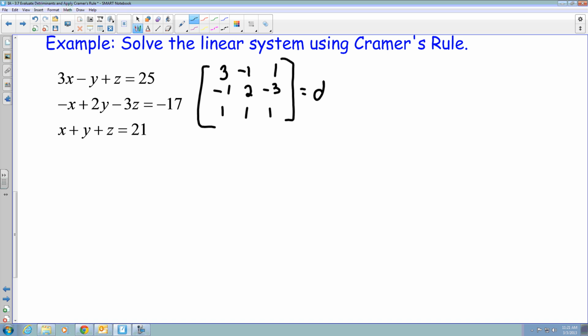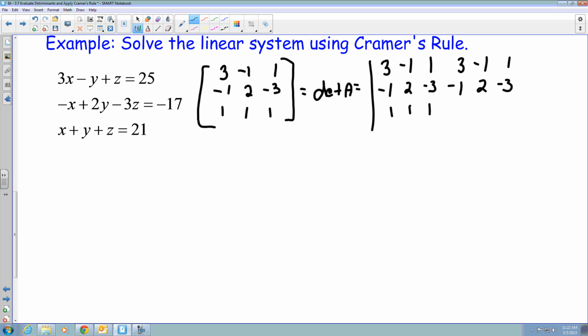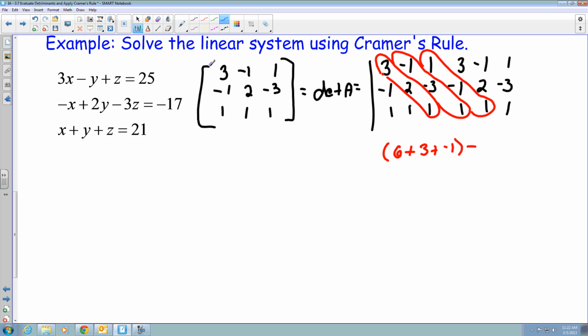So if I was trying to find the determinant of this, we'll just call it the determinant A. We'll say that this would equal 3, -1, 1, -1, 2, -3, and 1, 1, 1. I'm just going to rewrite this. So when I have these values here, I'm going to multiply these and then add the products together. So here I have 3 times 2 times 1, which gives me 6, plus -1 times -3 times 1, that gives me +3, plus 1 times -1 times -1, that gives me -1, minus these values here.